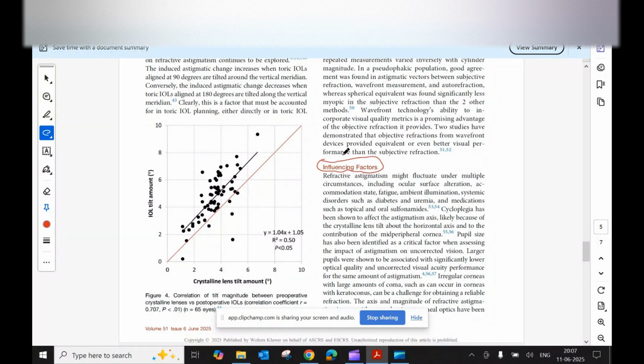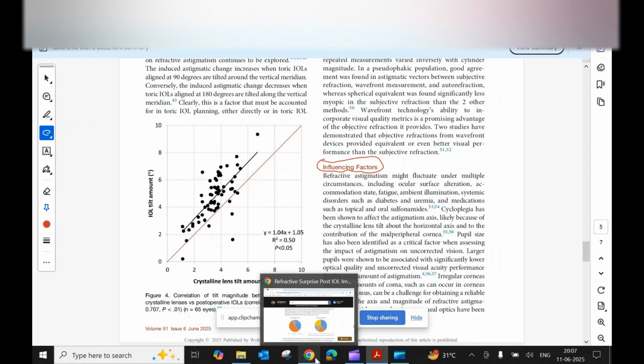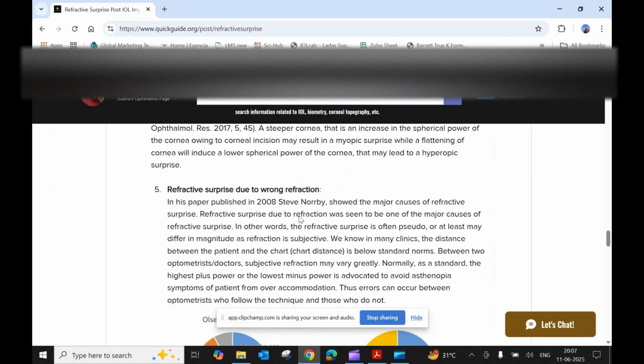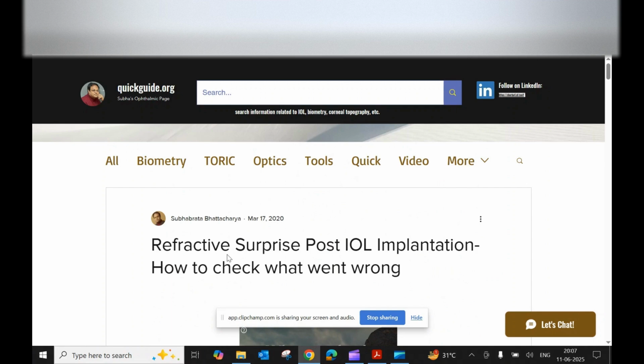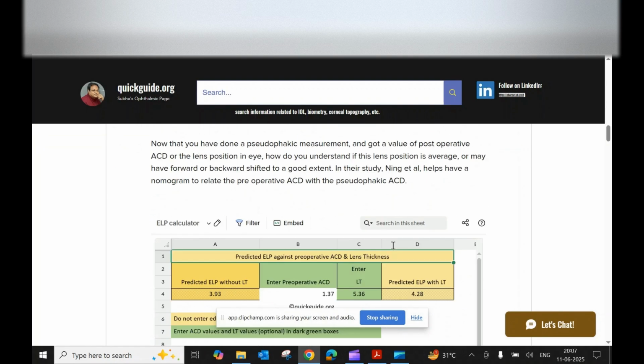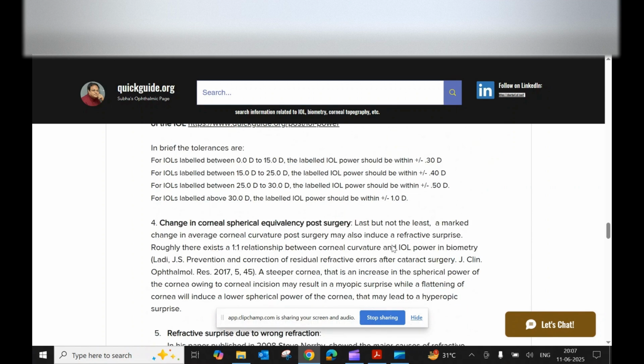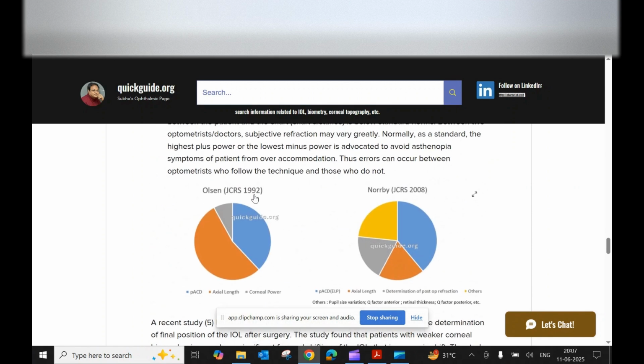Now, before I go to the last part, which is the influencing factors for the subjective refraction. You have implanted the toric IOL, and your optometrist is checking the eye for the magnitude of astigmatism that has been corrected. I would like to draw your attention to one of the articles that I have written on quickguide.org, which gives you an understanding of how to check what went wrong in case of a refractive surprise. In that article, I have pointed out two studies, one by Olson in 1992, and a Norrby study in 2008.